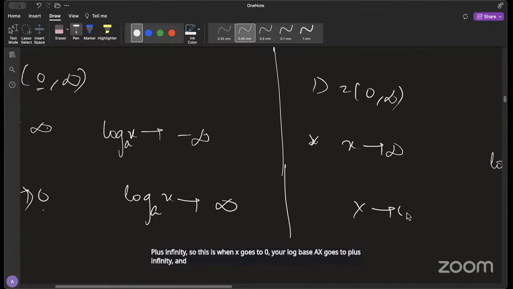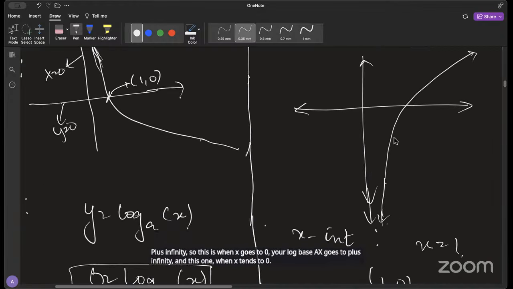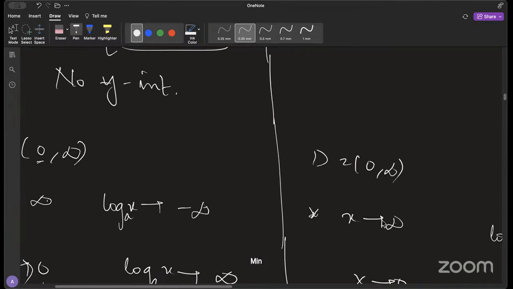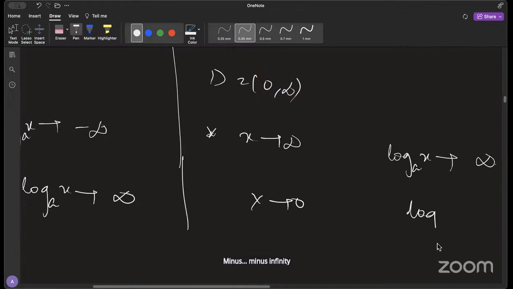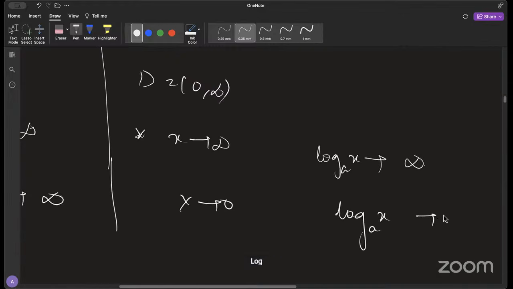And this one, when x tends to 0, when x is coming closer, minus infinity. Log base a x tends to minus infinity.